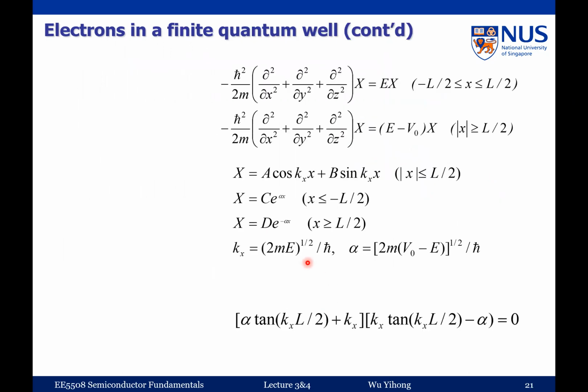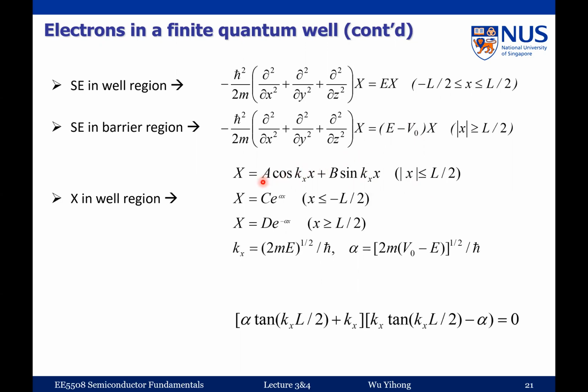Inside the well region, the Schrodinger equation will be like this, since V is zero. Outside the well region, basically the two barrier regions, the potential barrier is now V naught, right? So inside the well region we still have this standing wave as a general solution. But outside the well region, we have two exponentially decaying waves.